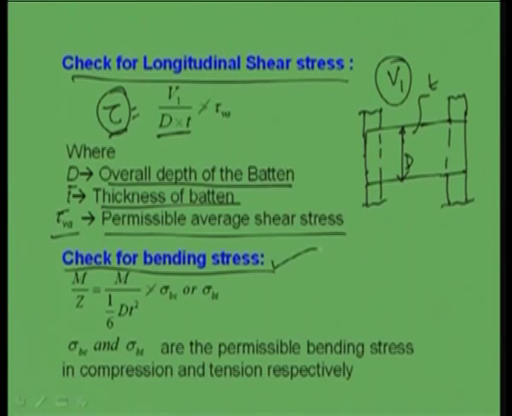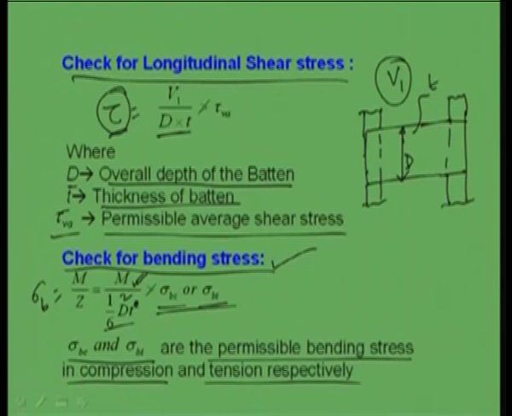Bending stress means we know the bending moment whatever it is developing. Now bending stress we can find out, sigma b is equal to M by Z, and M we have found already, and Z is nothing but the section modulus, which will become 1 by 6 d square into t. This should be less than sigma bc or sigma bt, where sigma bc and sigma bt are the permissible bending stress in compression and tension respectively.